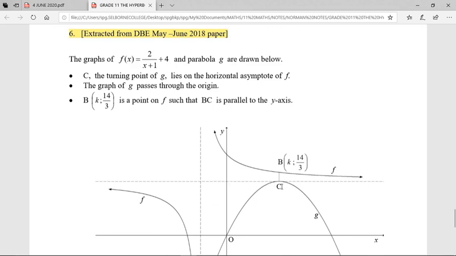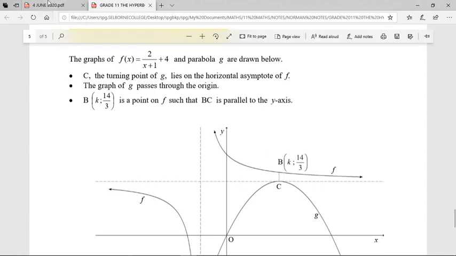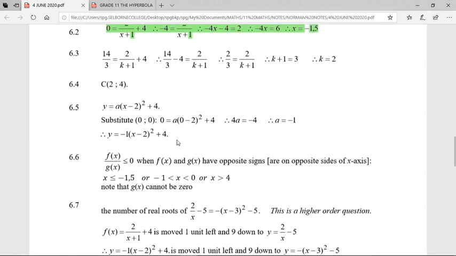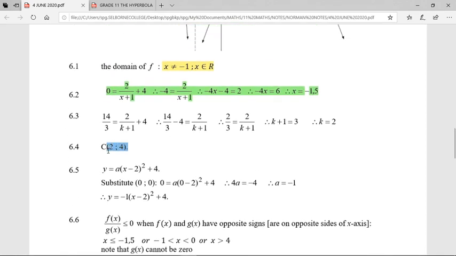It's the horizontal asymptote, the shift up. So C's value will therefore be 2 and 4, right? 2 because it shares it with the letter k here, and 4 because it's on the horizontal asymptote of the hyperbola. Let's just confirm to make sure we are correct here. There we go. C's value is 2 and 4.